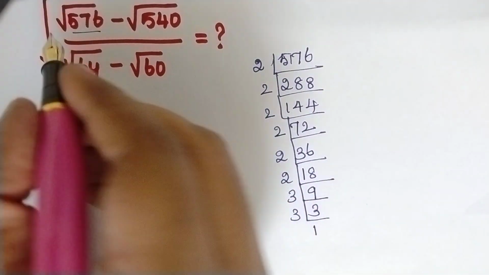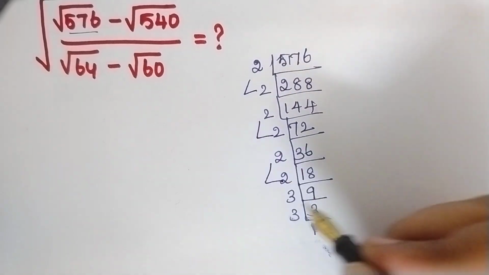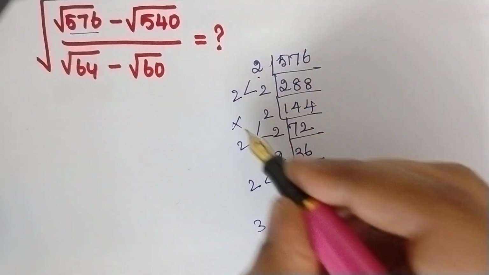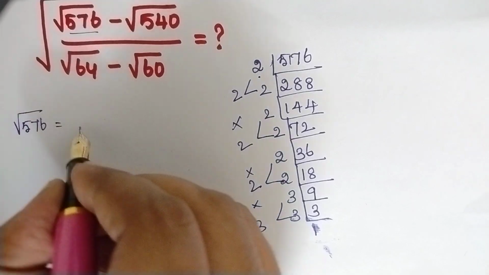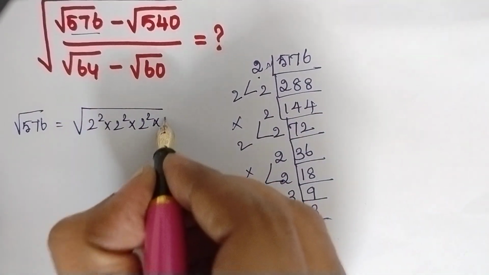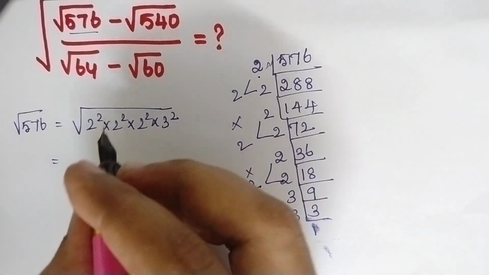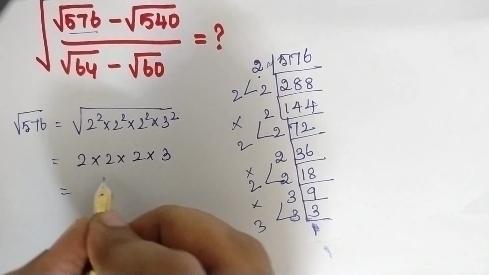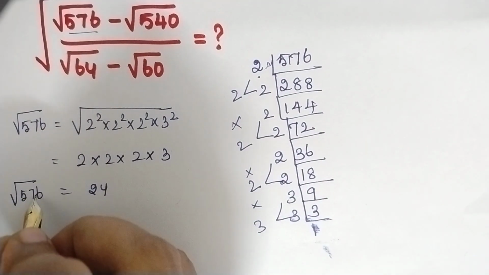So it's a root, so let's pair by 2. I am pairing the same numbers. So 2 into 2 into 2 into 3, which is equal to root 576, which is equal to the root of 2 square into 2 square into 2 square into 3 square. This is the whole square, and the root gets cancelled. Therefore 2 into 2 into 2 into 3: 4 2s are 8, 8 3s are 24. So root 576 is equal to 24.